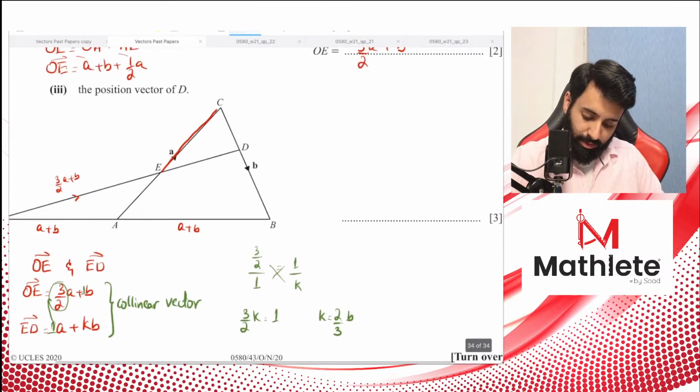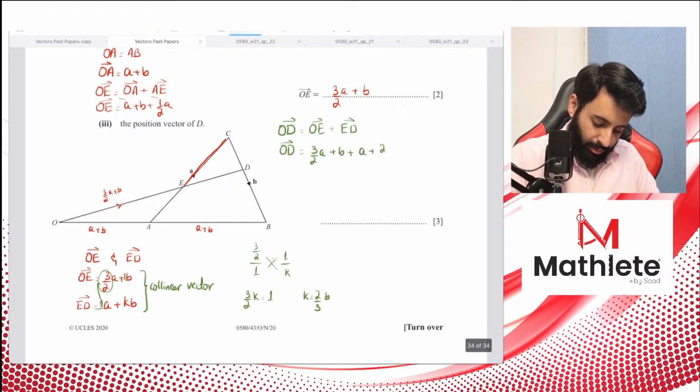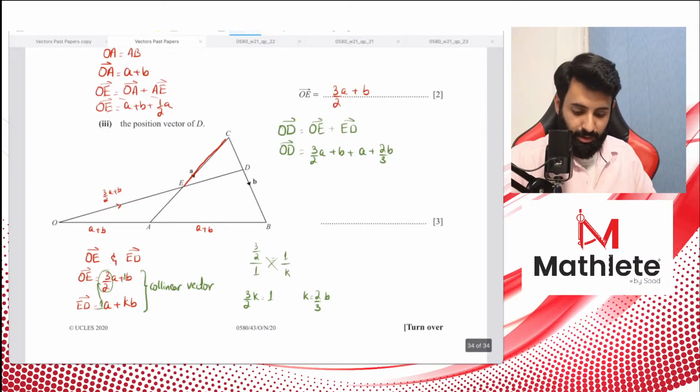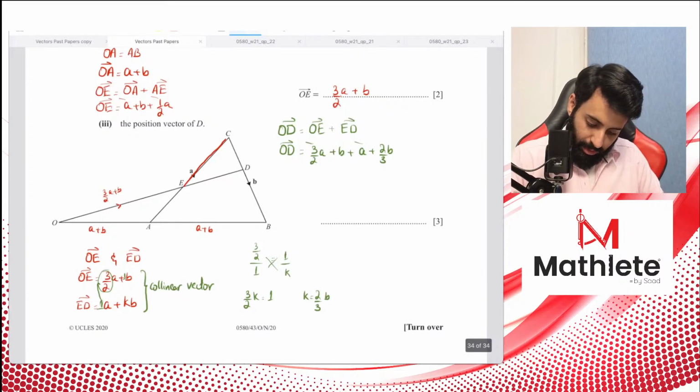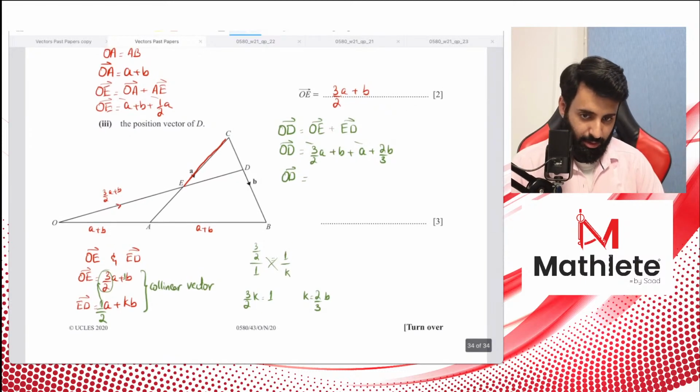Now how does this help? This helps us find OD. OD is equal to OE plus ED. So OD equals OE, which is 3 upon 2A plus B, plus ED, which we now know is A plus 2 upon 3B. Now let's add this and see what we get. 3 upon 2A plus, sorry, it's not going to be A, it's actually going to be half A. Sorry, I just realized that it's going to be half A.